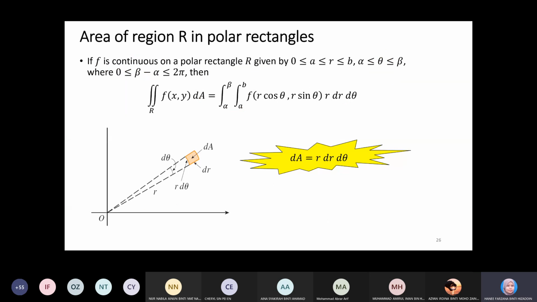So this is where it gives some emphasis. Just imagine your polar rectangle. The length here is r d theta, and the length here is dr. So your area is r d theta times dr, not just dr d theta. Just pay attention to this. I cannot say this with enough emphasis: dA equals r dr d theta, not just dr d theta.